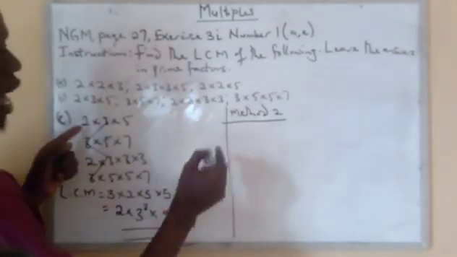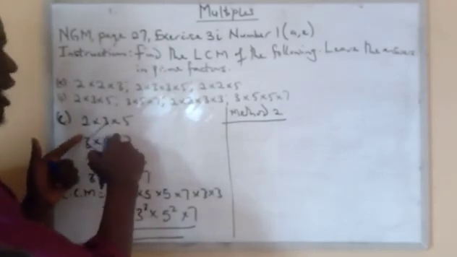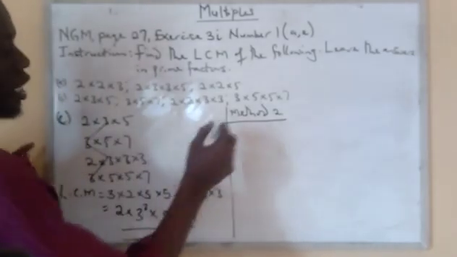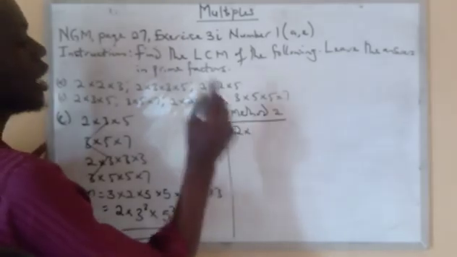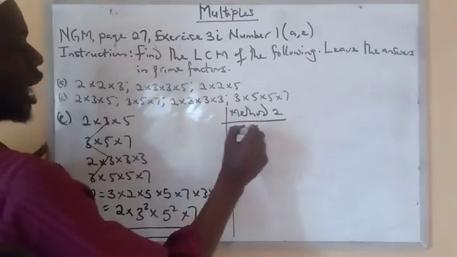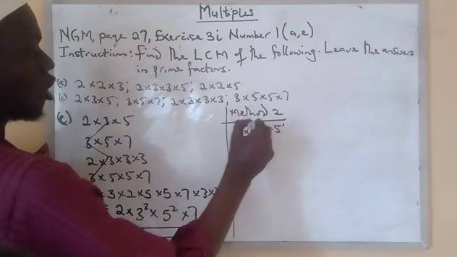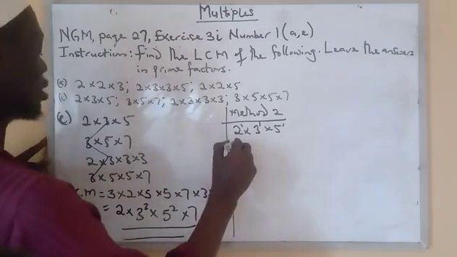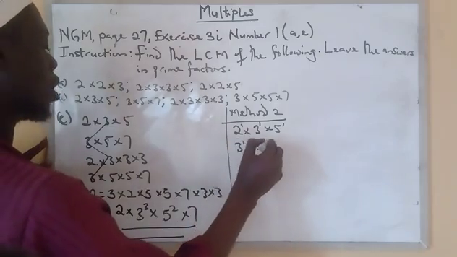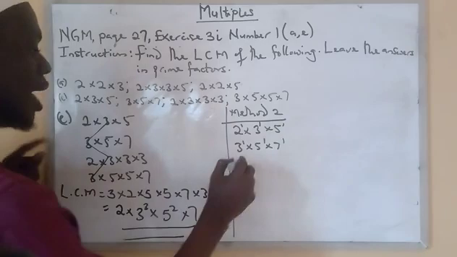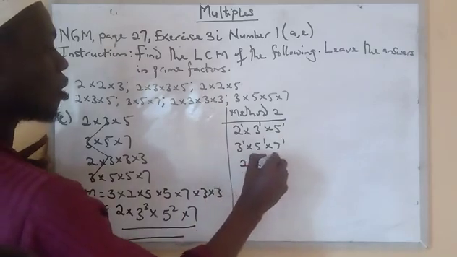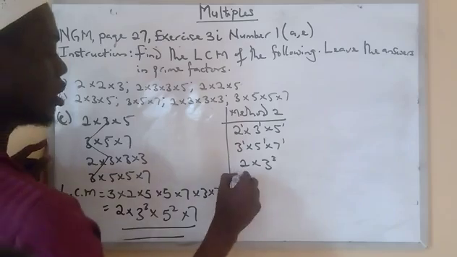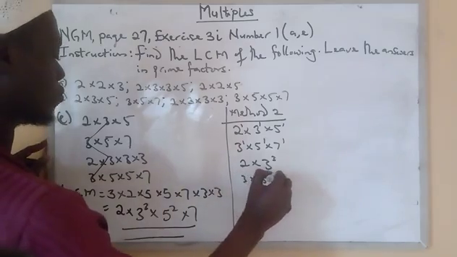The method 2, as we said, we express each of these in index form. 3 times 2 times 5, these are all in index of 1, power of 1. The same thing applies to 3 to the power of 1 times 5 to the power of 1 times 7 to the power of 1. Then 2 times 3 to the power of 3. Then we have 3 times 5 to the power of 2 times 7.